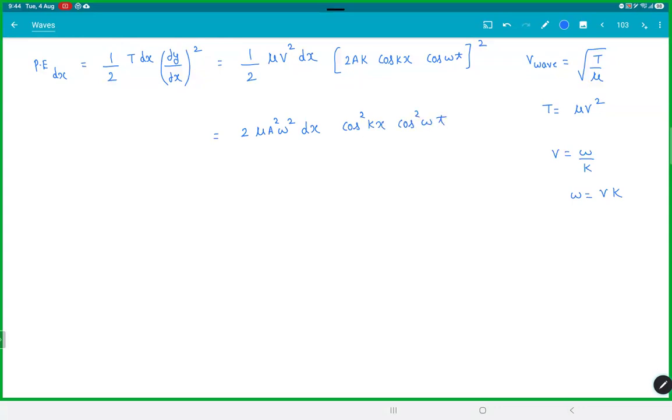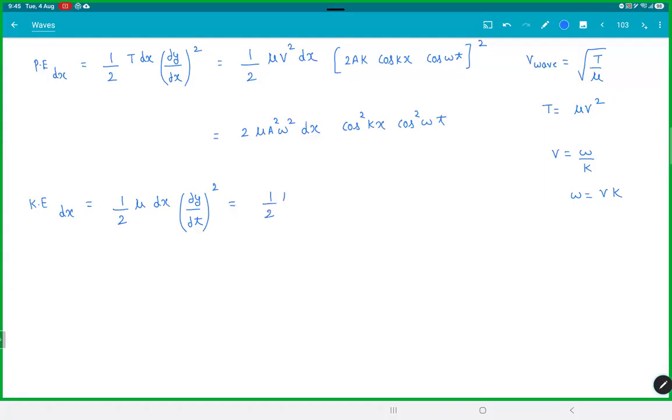This is the potential energy for a small segment. It is changing with x and time. Same thing if you do for kinetic energy for a segment dx: half mu dx (dou y by dou t) whole square.